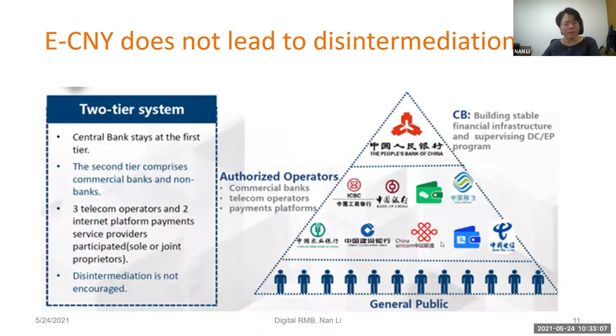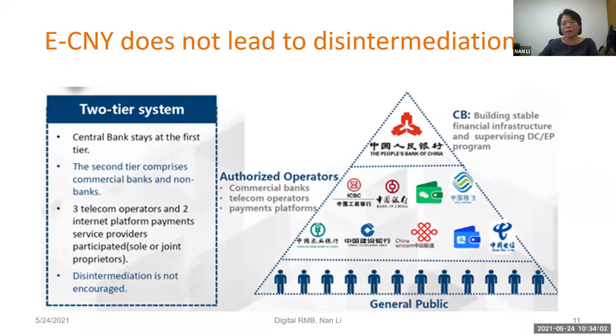And the third important feature of the digital RMB is related to the so-called double-tier system used to supply the digital RMB into our system. There is another common misconception that the implementation of the digital RMB is trying to replace the commercial bank system or will encourage disintermediation in the economy, that is, remove the need for commercial banks or payment platforms. But actually, it's not. The reason is that digital currency will be supplied into the economy and reach the general public through our banking system, through our commercial banks.